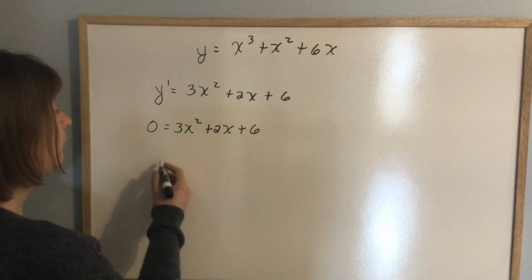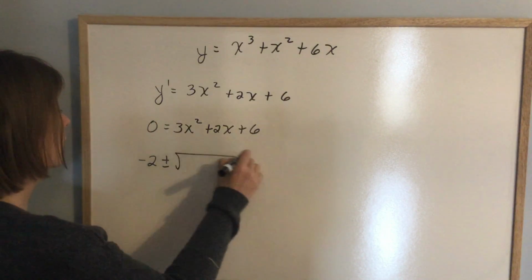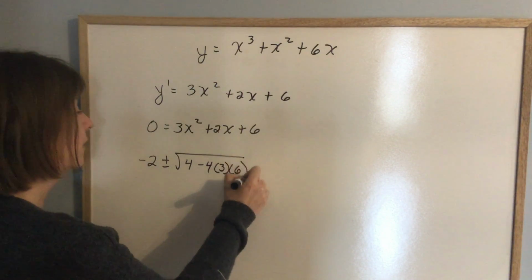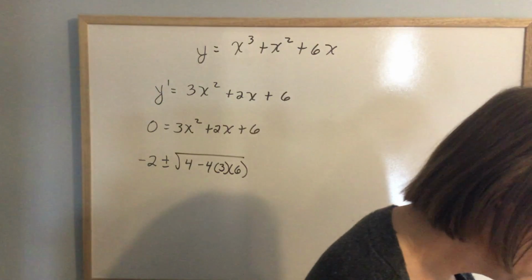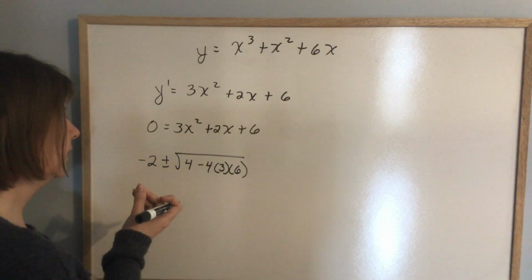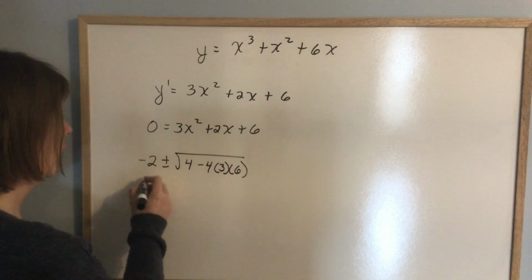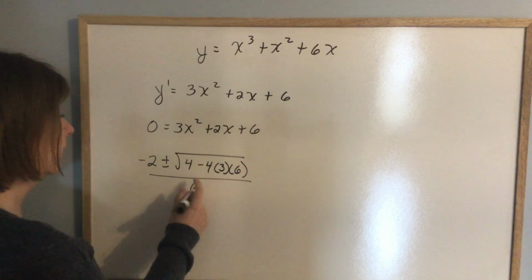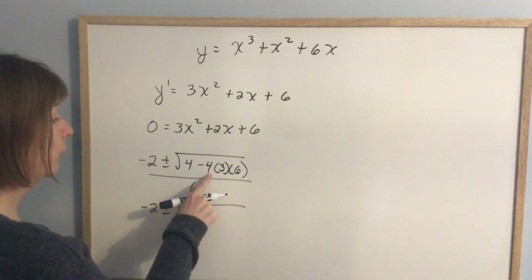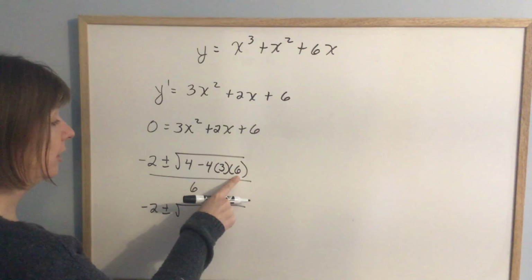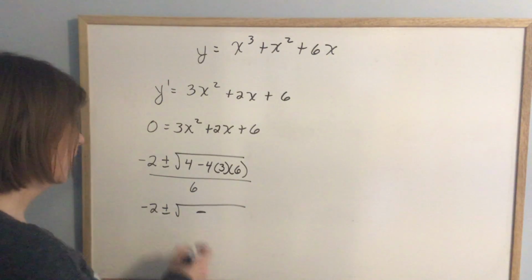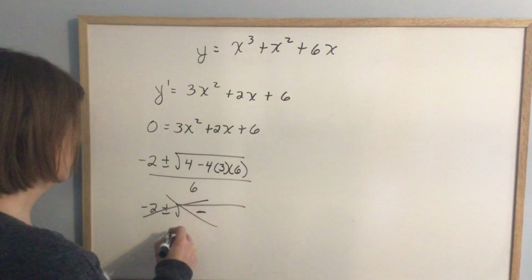So that is negative b plus or minus the square root of b squared minus 4 times a times c. Do I have the signs right? Yeah. And all over 2a, so 2 times 3, which is 6. But what I'm noticing is that under here, 4 times 3 is 12, 12 times 6 is 72, so I have 4 take away 72. I have a negative underneath the square root. Can't have that, that's an imaginary number, so what does that mean?